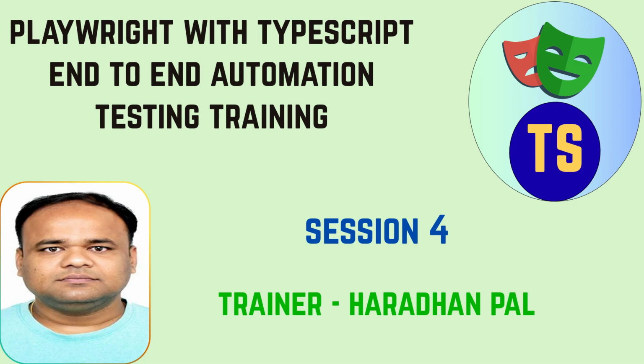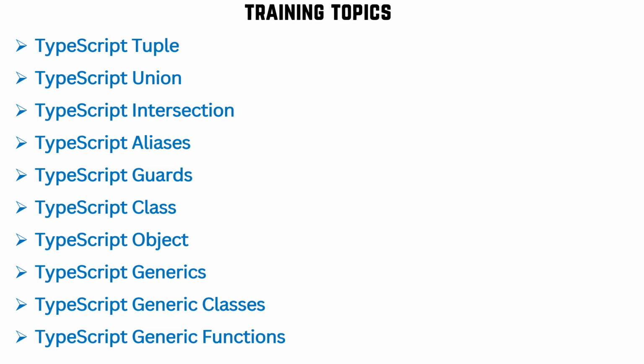So in the first three sessions, we covered a couple of important topics from TypeScript. Today we will also continue with a couple of important training topics from TypeScript only. Today we'll understand what is TypeScript Tuple, TypeScript Union, Intersection, TypeScript Aliases, Guards, TypeScript Class and Object, TypeScript Generics, TypeScript Generic Classes and Functions. So let's start with tuples.